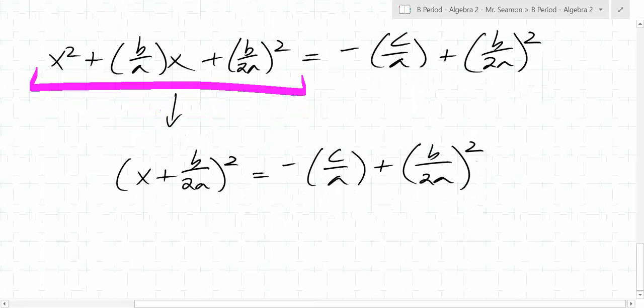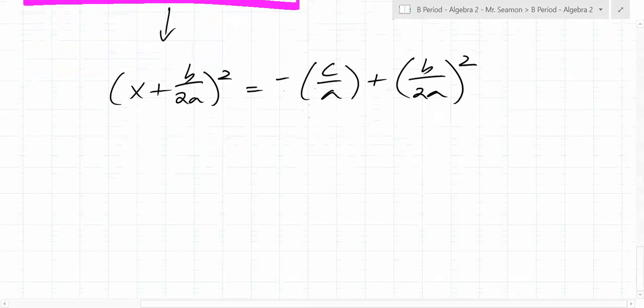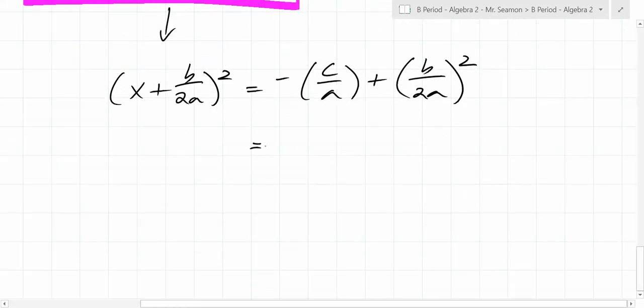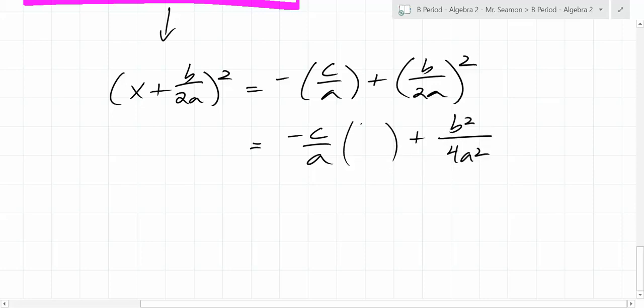To add or subtract fractions, what do we need to do? Common denominator. So let's work on the right a little bit. You have negative c over a. Let's multiply this with b squared over what? What's 2a times 2a? What's our common denominator going to be? 4a squared. So what do we need? We don't need to multiply this by anything, but what do we need to multiply this one by?